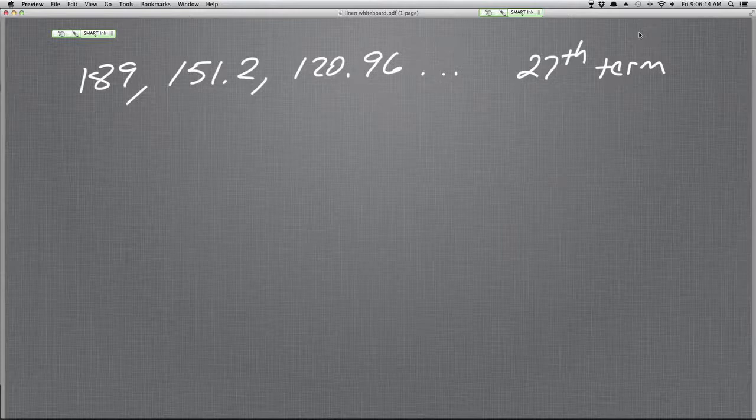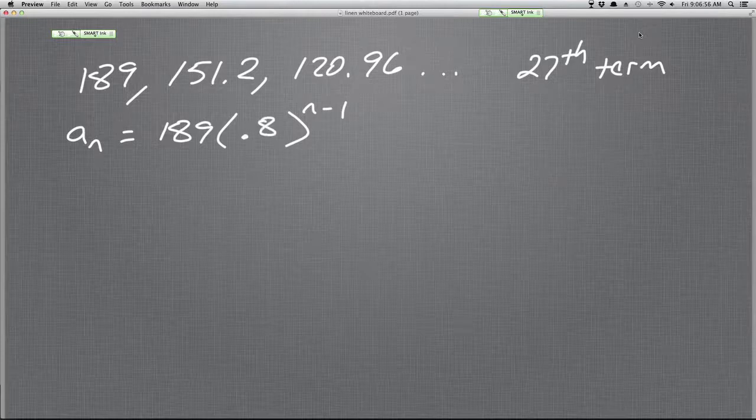So I have the sequence 189, 151.2, 120.96. They want me to find the 27th term. But as we just discussed, in order to find the 27th term, what do I need to help me find that? The formula. So a sub n equals a sub 1 times r to the n minus 1. And how do we find r again? You divide the second by the first, so 151.2 divided by 189 gives 0.8.